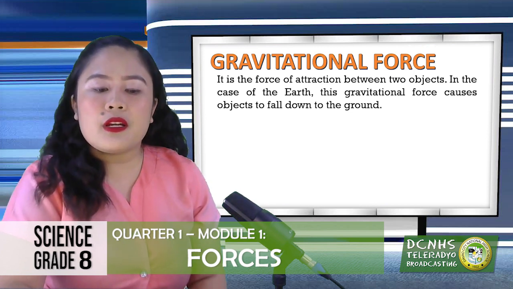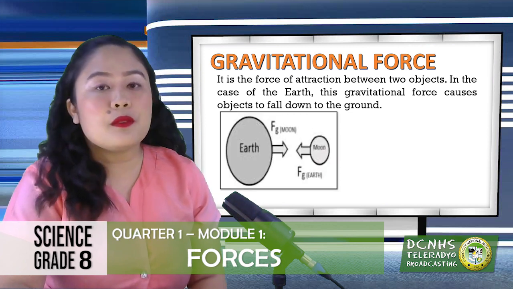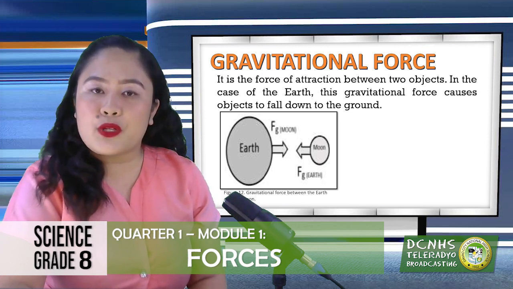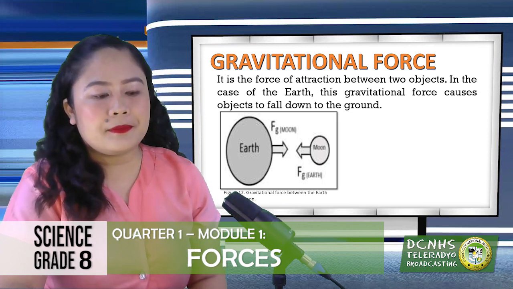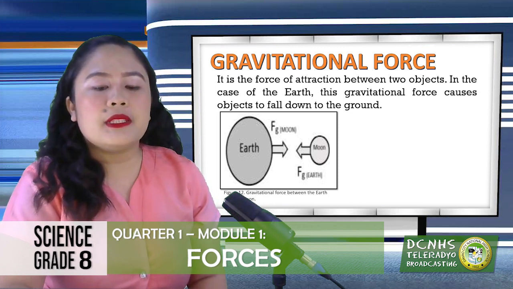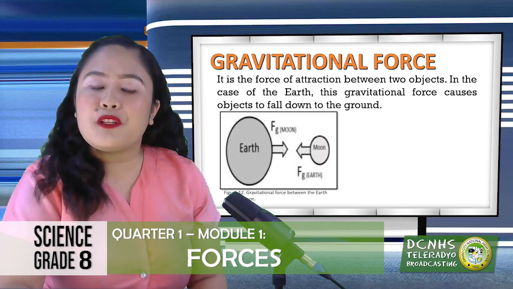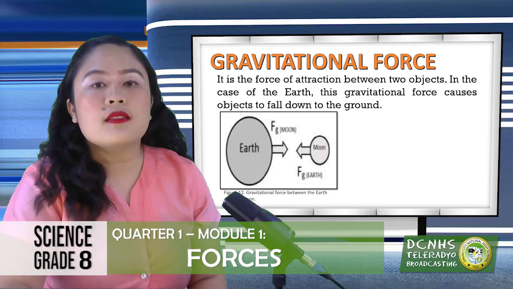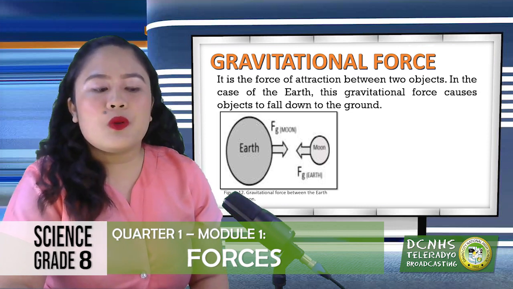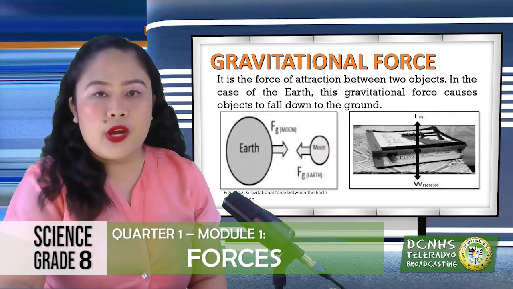Here is a figure that shows the gravitational force between the Earth and the Moon. Earth has bigger gravitational force over the Moon. The weight of an object with the symbol capital letter W is an example of gravitational force of the Earth towards the object. Another figure shows the weight of a book on the table with normal force.